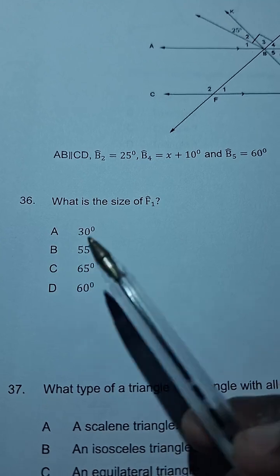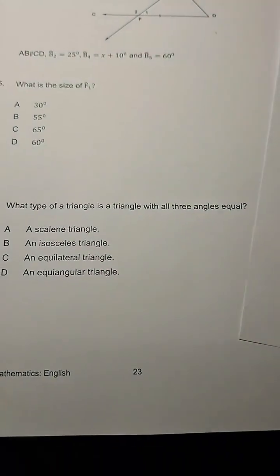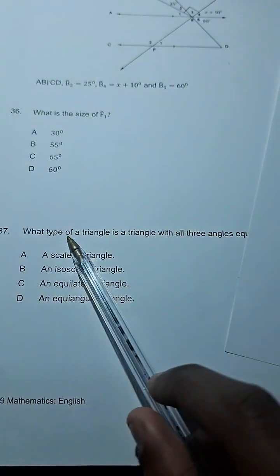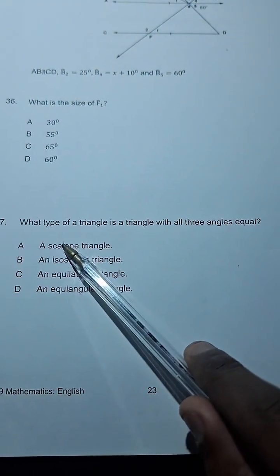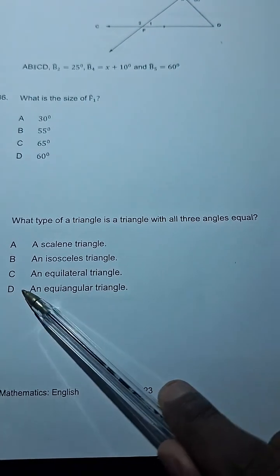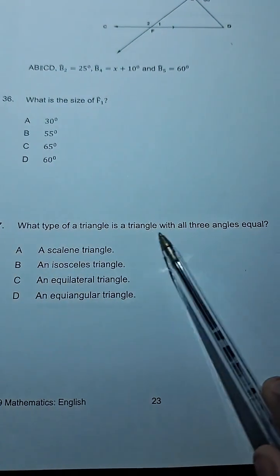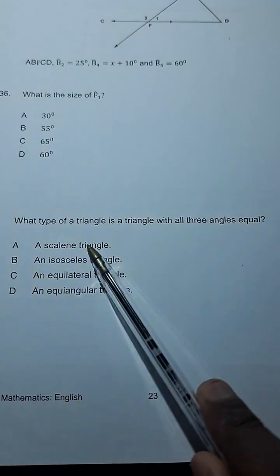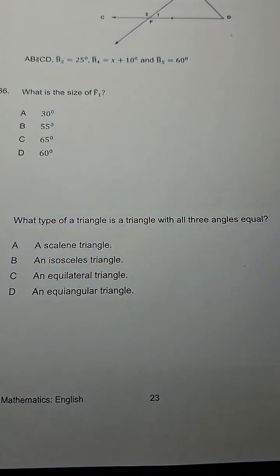What is the size of F1? It's 55 degrees. Then, as I leave you guys, you need to tell me what type of triangle is a triangle with all three angles equal? A, scalene. B, isosceles. C, equilateral. D, equiangular. Which one?